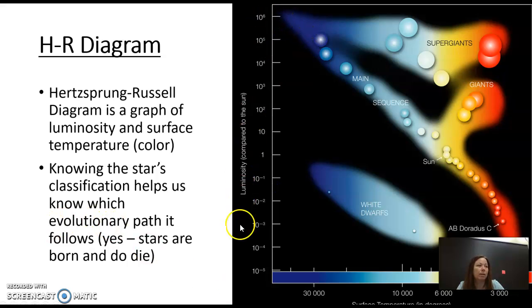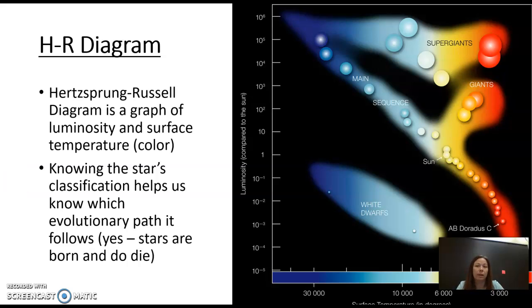So we have our luminosity magnitudes right here. This is 1. Luminosity, we tend to give our sun, because it's the most important to us, a value of 1, and then it gets brighter and dimmer. All right. Then you also have your temperatures. So you have your red colored stars over here, your blue-violet colored stars over here.